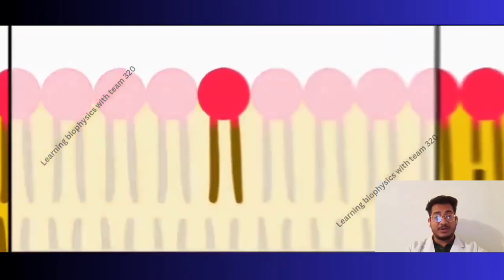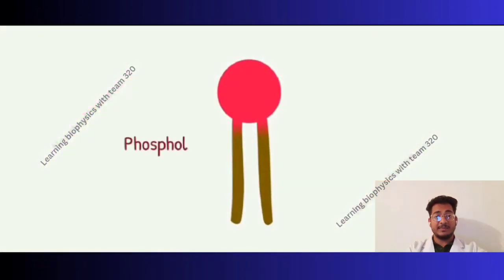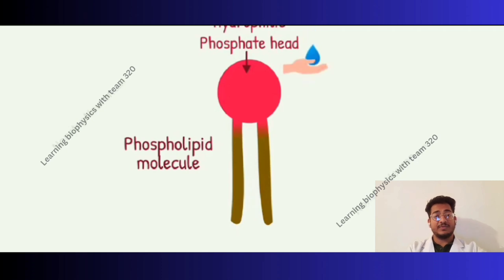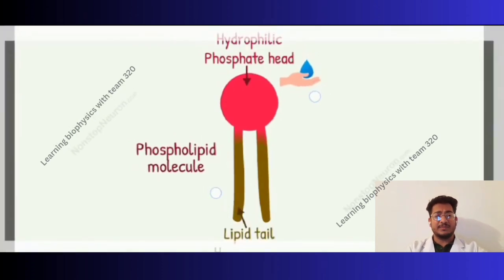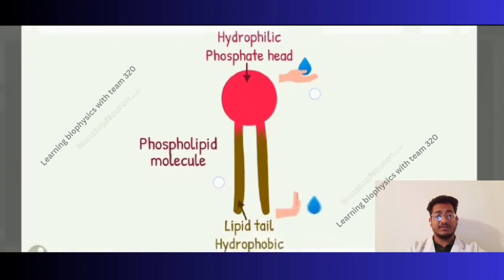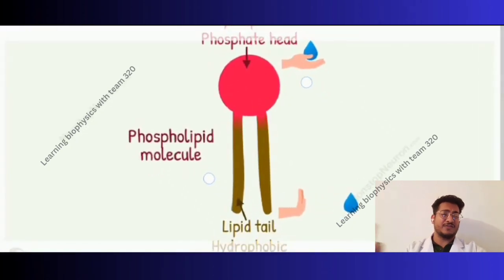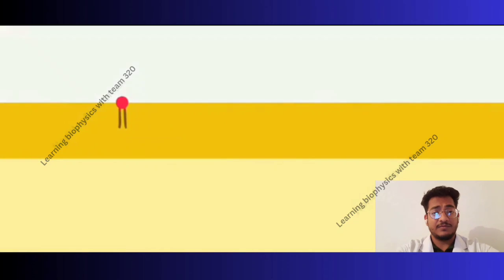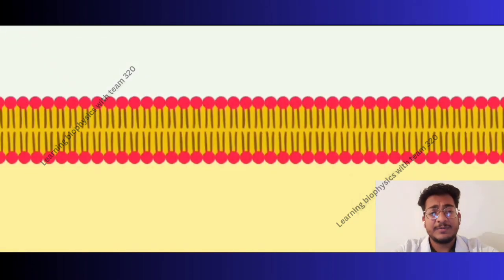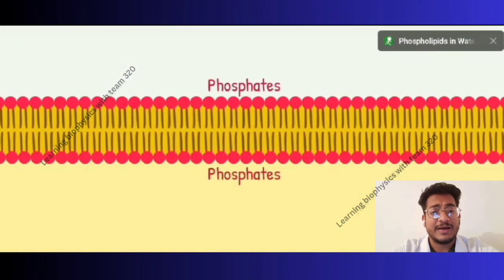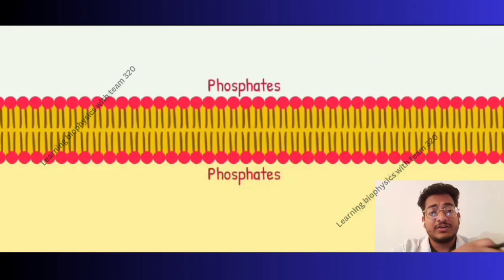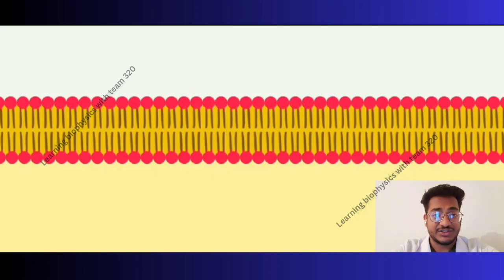If we zoom in on a phospholipid molecule, we see a phosphate head, that is hydrophilic, meaning it likes water, and lipid tails, that are hydrophobic, that means they like to stay away from the water. So phospholipid molecules arrange themselves in this type of bilayer form, with phosphate heads on the surface in contact with water, and lipid tails inside, away from the water. So this is called the hydrophobic interaction.